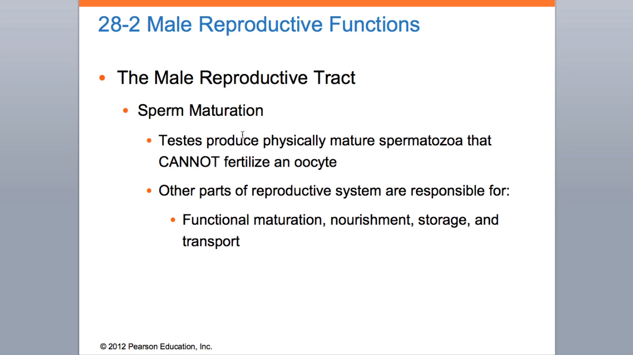Sperm maturation. Look what it says here. Testes produce physically mature sperm that cannot fertilize an oocyte. Okay. So once you have the testes producing the sperm, they're not ready to fertilize yet. So where will they go? They'll go to the epididymis. And in the epididymis, they will become functional. They'll receive their nourishment, storage, and transport. And that is why they go off to the epididymis. Next slide.